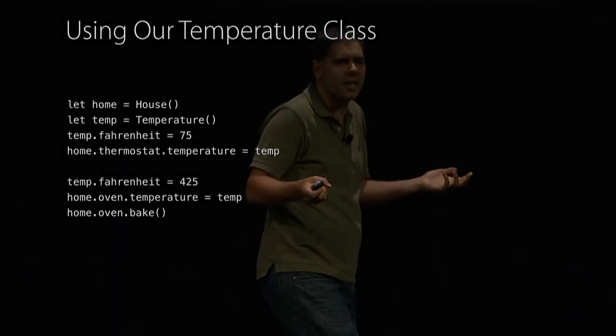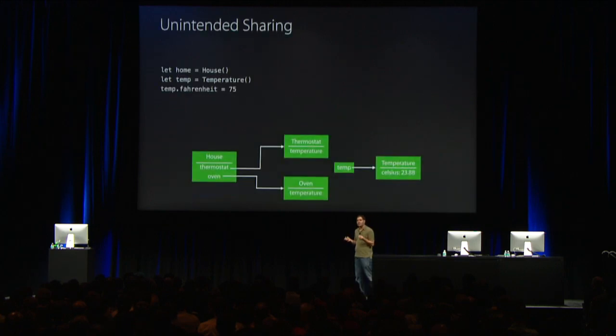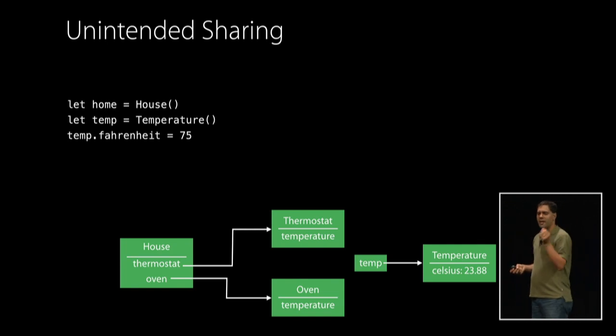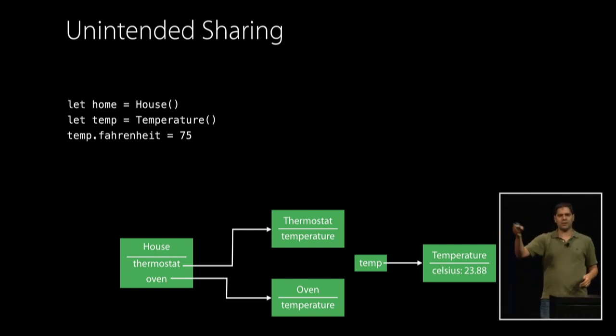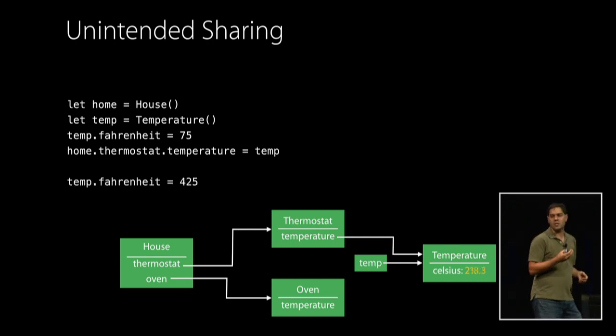Why is it so hot in here? What's going on? You know what happened. We hit this case of unintended sharing. Think of the object graph. We have our house. It has a thermostat and an oven. We have this temperature object that temp points to. When we set our thermostat, we wired it to the same object as the temp. Things look fine until we go ahead and do a mutation. And now this unintended or unexpected sharing just caused us to set our thermostat to 425 degrees Fahrenheit.